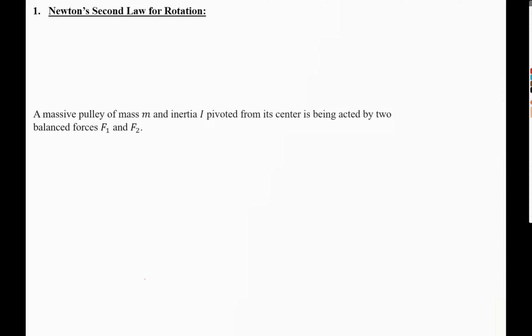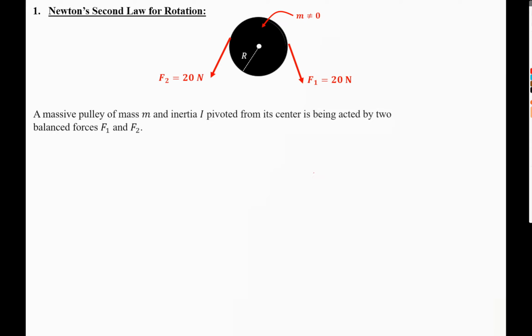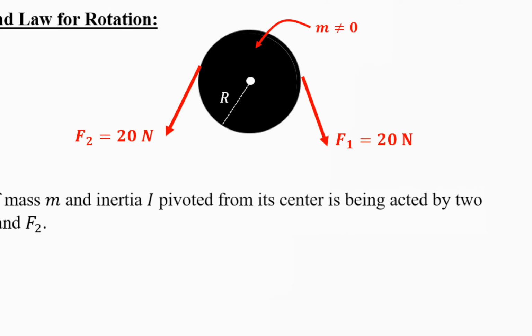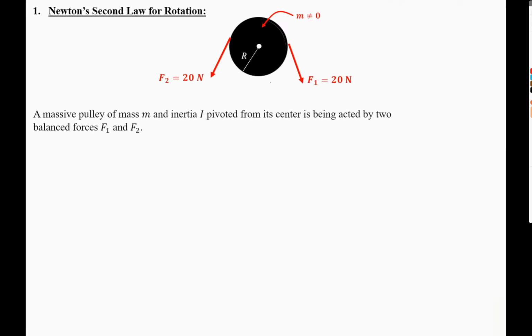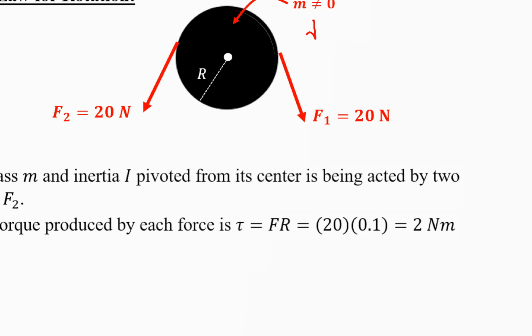A massive pulley of mass m and inertia I, pivoted from its center, is being acted on by two balanced forces F1 and F2. Here we have a massive pulley, and the mass is distributed from the center to the rim. It is being acted on by two balanced forces, F1 and F2, applied tangentially to the disc or pulley. We call such pulleys a disc because the mass is distributed uniformly from the center to the rim.